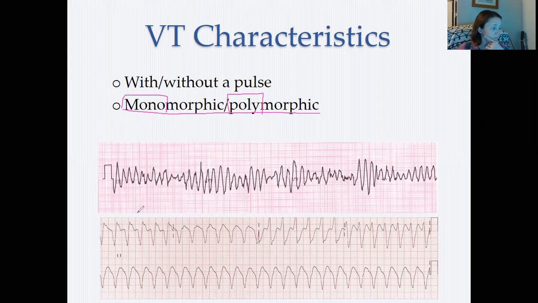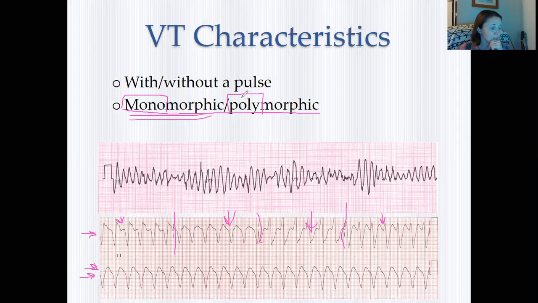of it. So see these down here, all of these complexes, this is from a 12 lead, so these are 4 different leads right here. That's why they look kind of different. But all the complexes in this lead, all the complexes in this lead, they all look the same. These are all one lead down here. They're all the same shape. So they are monomorphic.